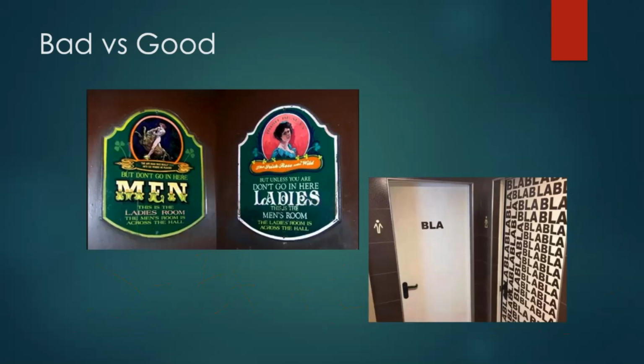Here are 2 examples of probably offensive, but nonetheless bad and then good demonstrations of highlighting the difference. On the left-hand side here, if you actually read down on the bottom, it says, "Don't go in here, men. This is the ladies' room," right? They're deliberately trying to screw with your expectations. On the right-hand side, they have just kind of poured on the differences in those depictions.